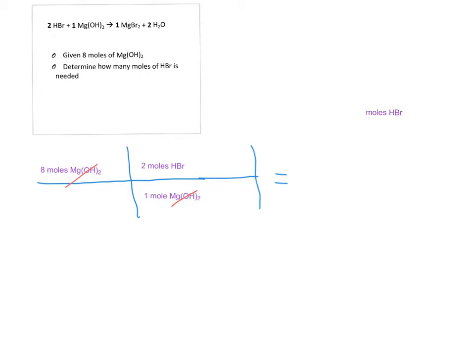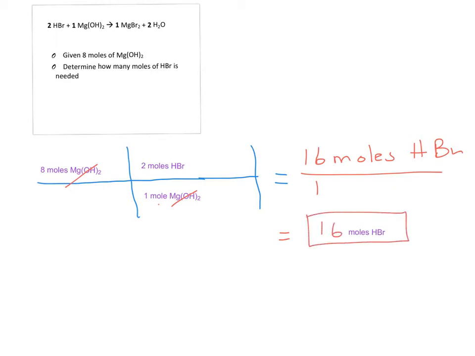So in this case, 8 times 2 is going to be 16 moles HBr over 1 mole left over here. So therefore, the answer is 16 moles of HBr. And this is our answer.